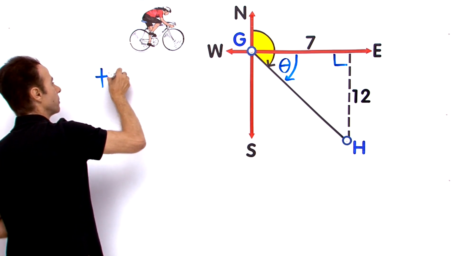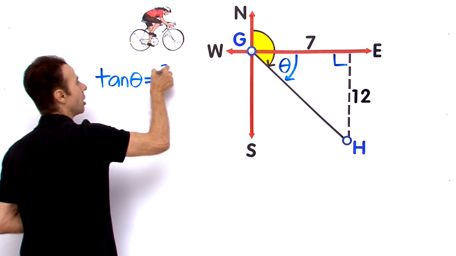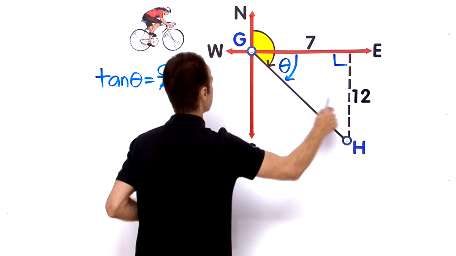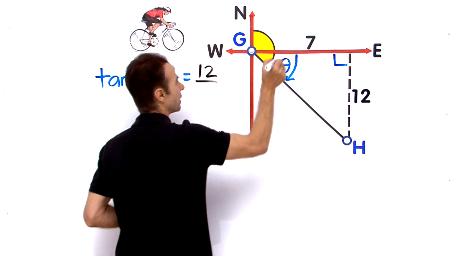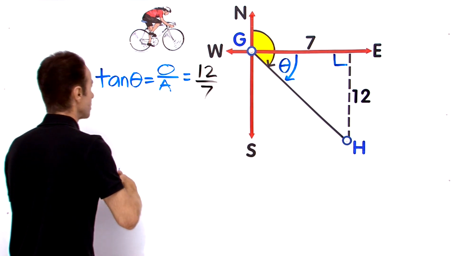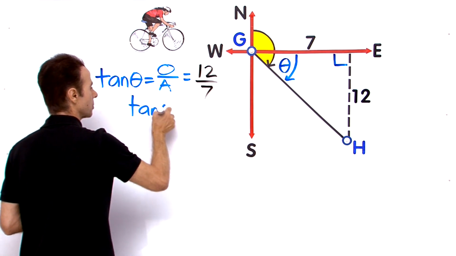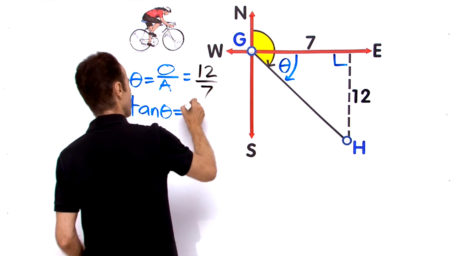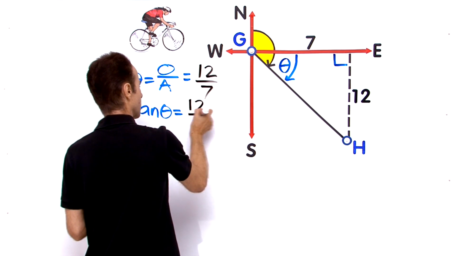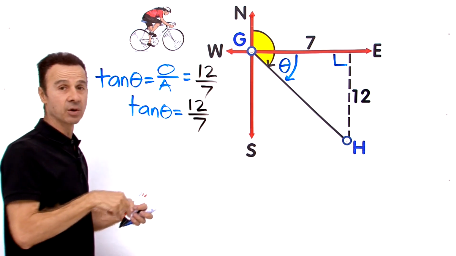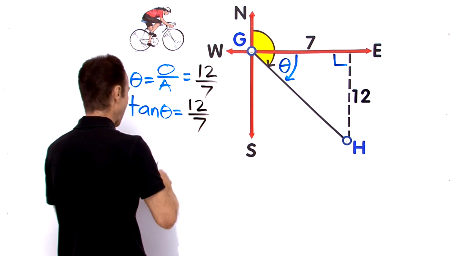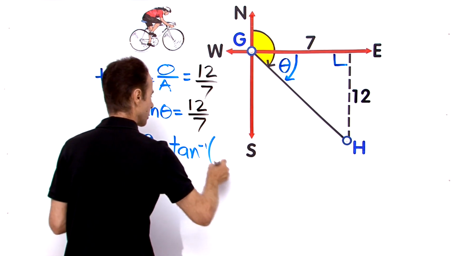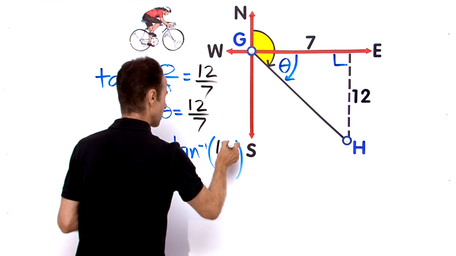So tan theta is equal to opposite over adjacent. And that equals, what's our opposite? Our opposite is 12, all over adjacent, which is 7. So tan theta equals 12 over 7. And let's shift tan, or inverse tan, so we can work out what the actual angle theta is. So theta equals tan inverse 12 over 7.